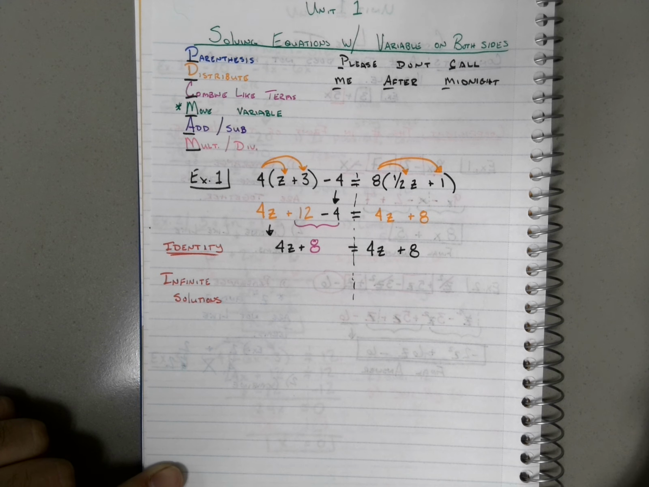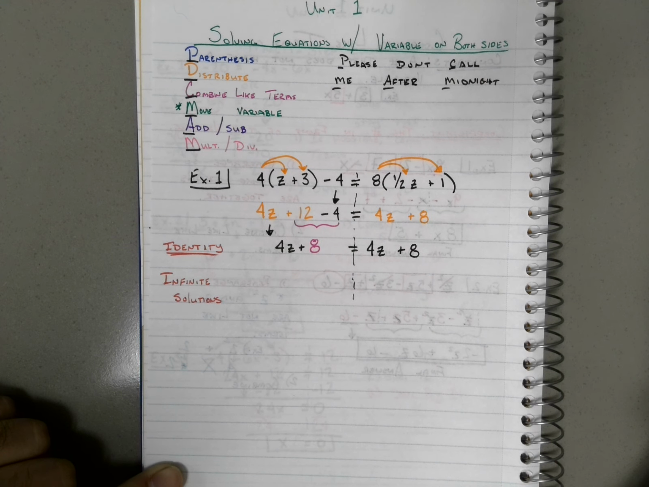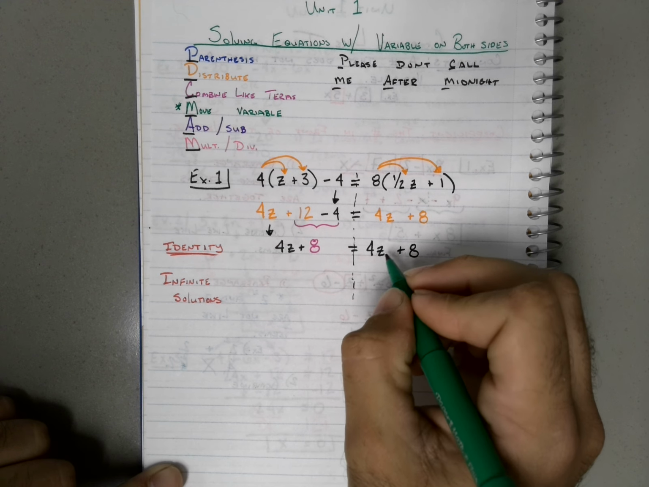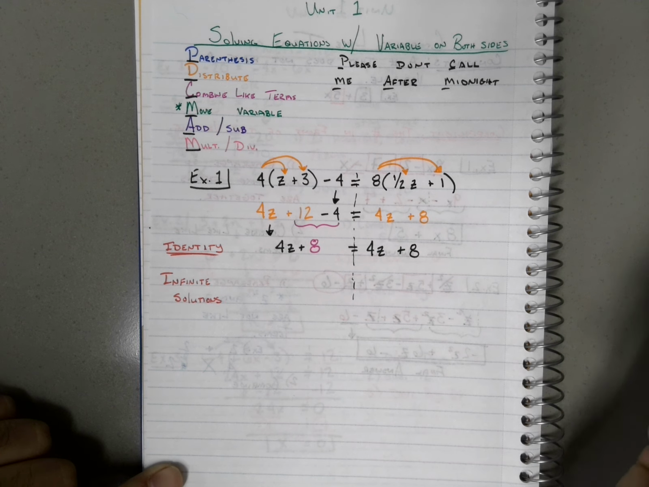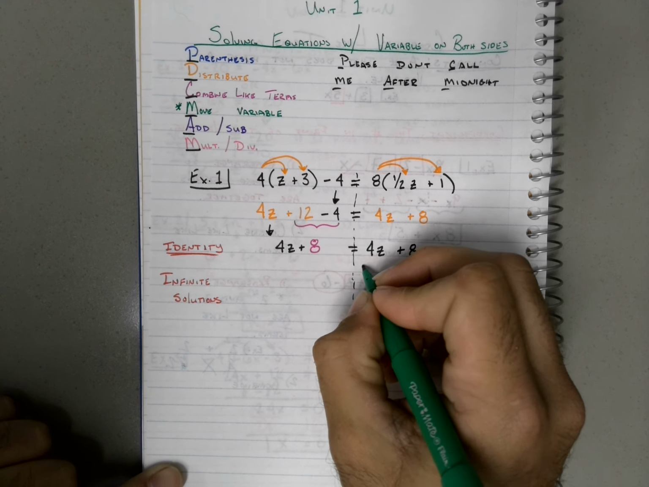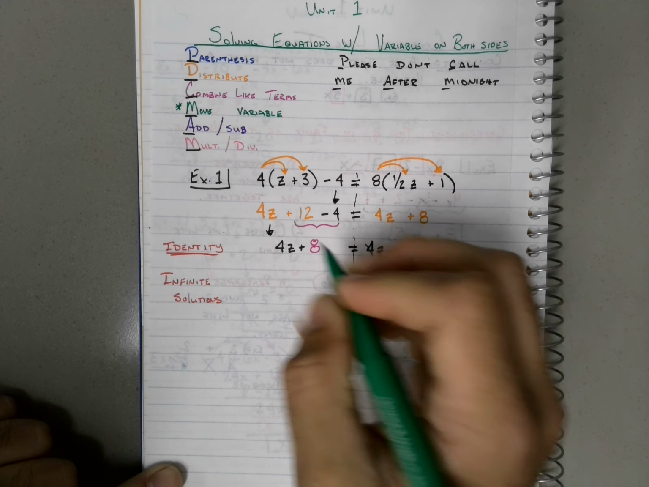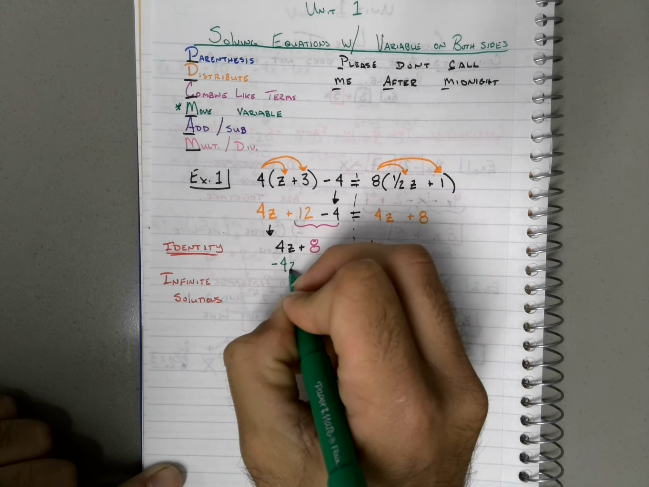I always like to keep the variable positive. It's helpful. Some people always want to have the variable to the left. It's whatever you prefer. So if I'm moving something from one side to the other, I have to do the opposite. What's the opposite of positive 4z? Negative 4z. Those cancel. What we do to one side, we do to the other.